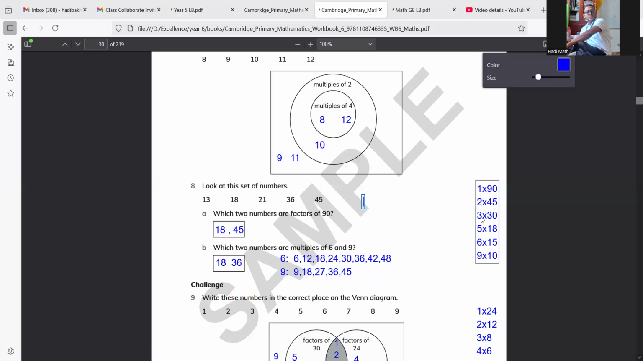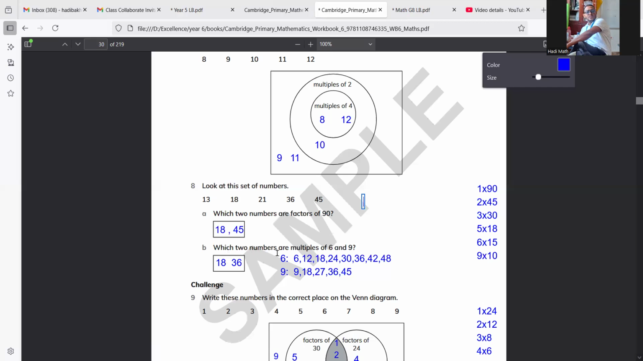I divide 90 by 3 to find the other number that I can multiply by 3 to give me 90. 90 divided by 3, go and divide it, long division. And you find the answer is 30. Then divide by 5, you find the answer is 18. You divide by 6, you find the answer is 15. You divide by 9, you find the answer is 10. Okay? So these are the factors of 90. See which of those: 13, no. 18, yes. 21, no. 36, no. 45, yes. So 18 and 45.